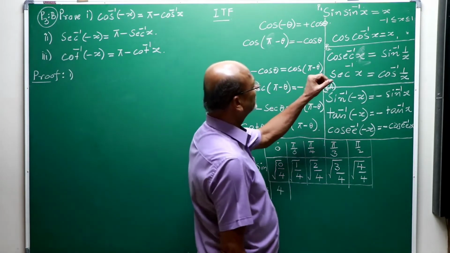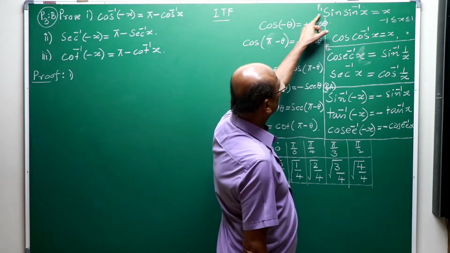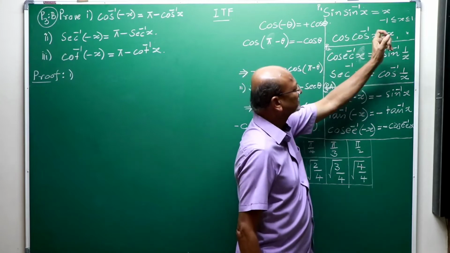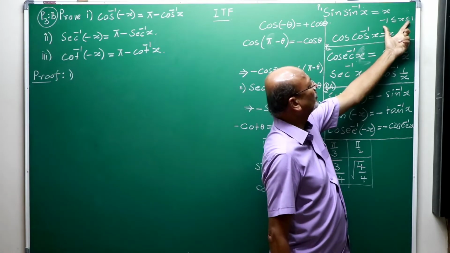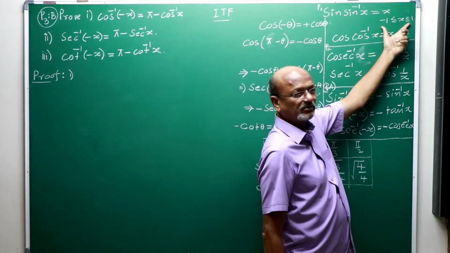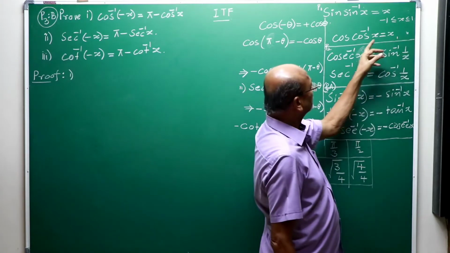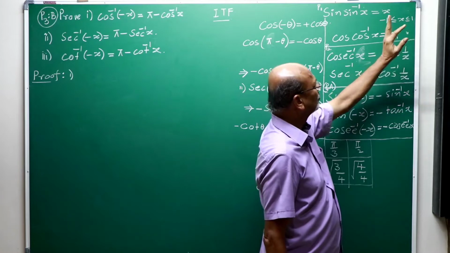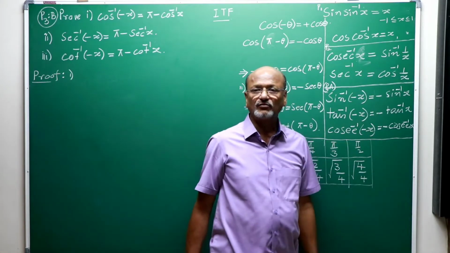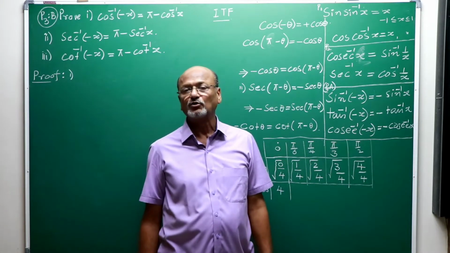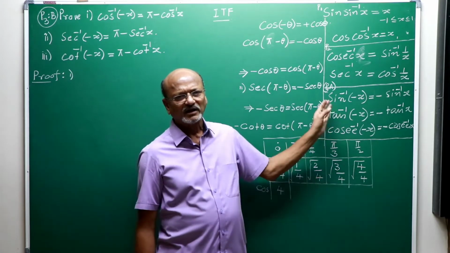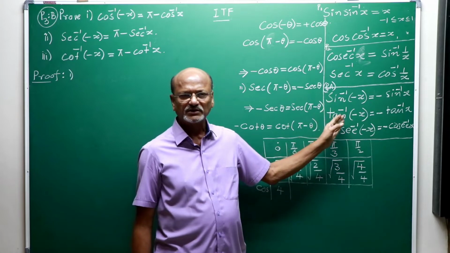Just one representation I have done. P1, the first property: sine of sine inverse x is x. This is nothing but the domain of x, which must be between minus 1 and plus 1. Second, cos of cos inverse x is x, with the same domain. Like that, tan of tan inverse x equals x. The domain is the set of real numbers. Even cot inverse, same thing.